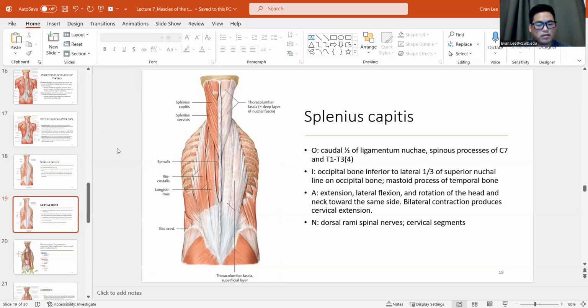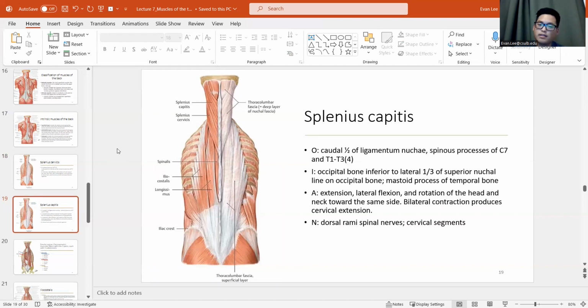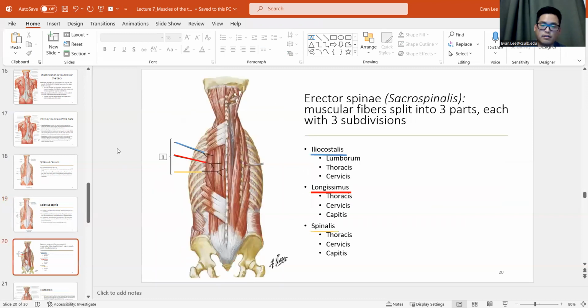So similar nerves, dorsal rami, spinal nerves of the cervical regions in this case, not upper thoracic though. Splenius cervicis was the one attached to the neck. Splenius capitis was the one that attached to the head. And then that leads us to our next group of muscles in the intermediate layer, which is the erector spinae group.